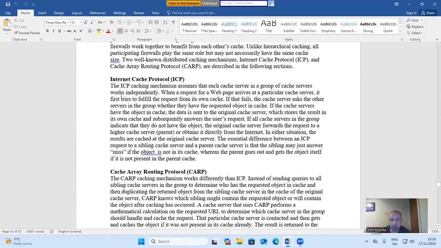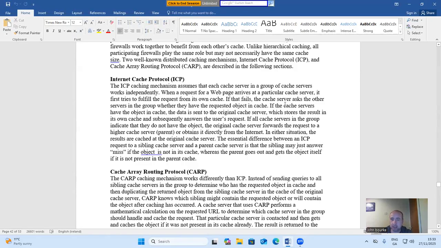Internet Cache Protocol, ICP. The ICP caching mechanism assumes that each cache server in a group of cache servers works independently. When a request for a web page arrives at a particular cache server, it tries to fulfill the request from its own cache.